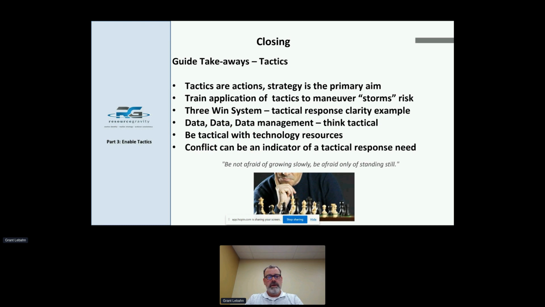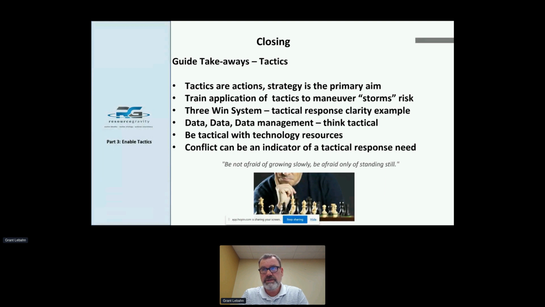So with that, wow, hopefully that's a lot of data. Talk about drinking from a fire hose for everyone, probably including myself. In closing here, some guide thoughts on tactics. First of all, to go back to the beginning, tactics are actions. Strategy is the aim. So when you're thinking about strategy and tactics, the guide needs to be, what's our strategy? And then how are we going to get there? What are the tactics and the actions we need to take to get to the primary strategy?